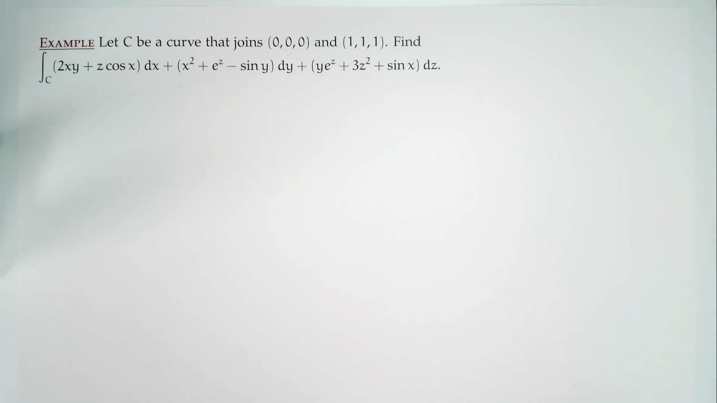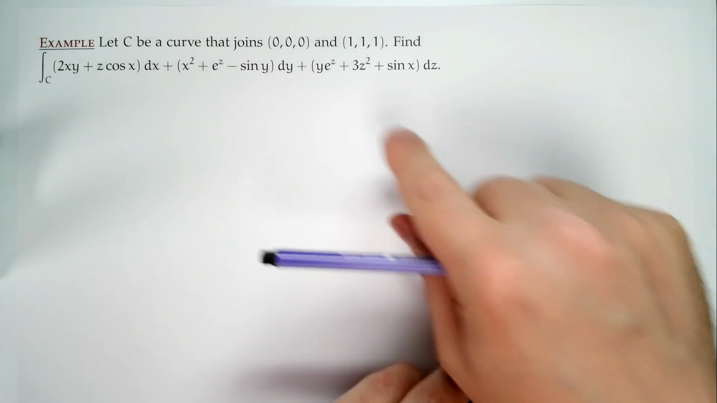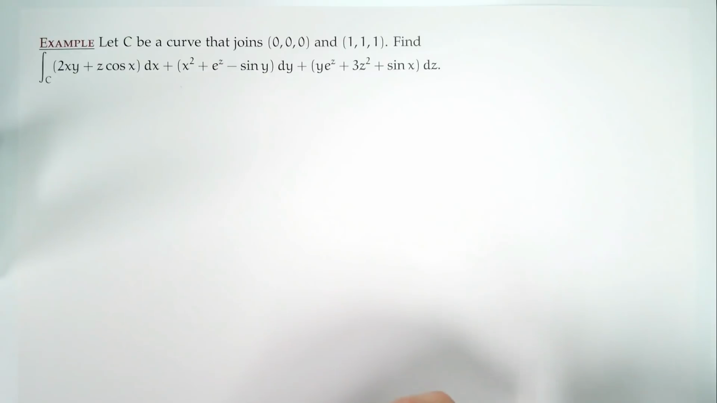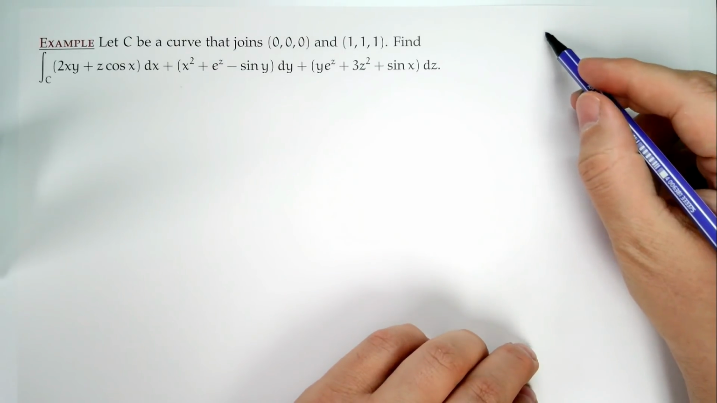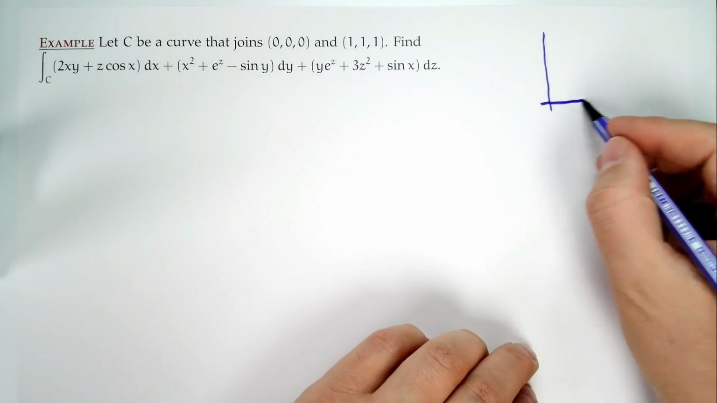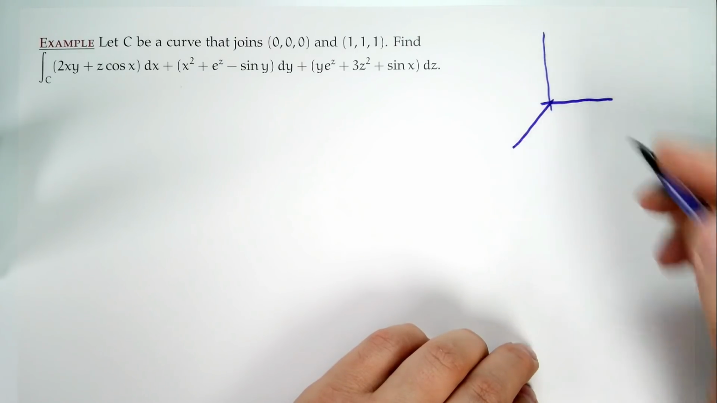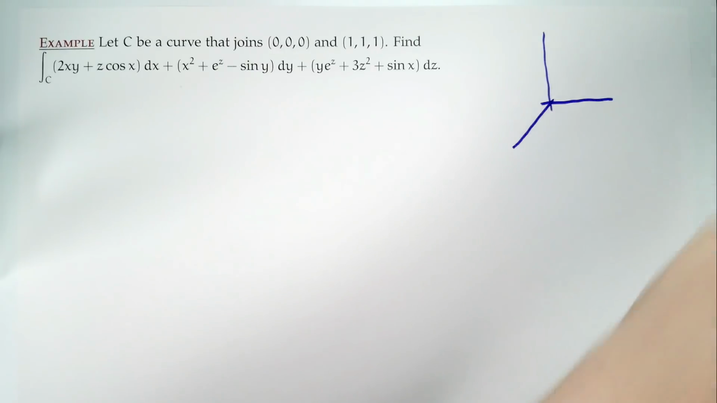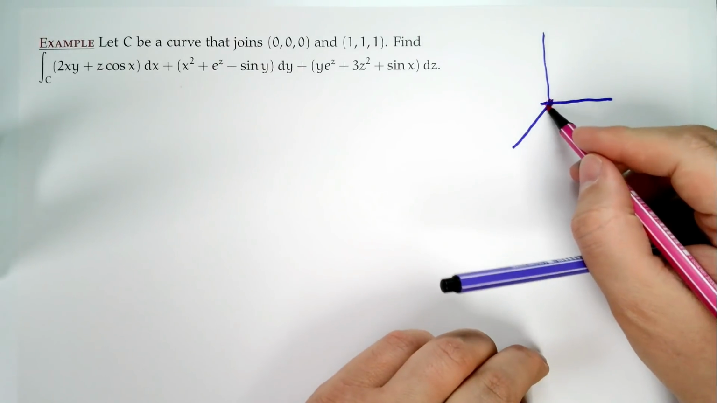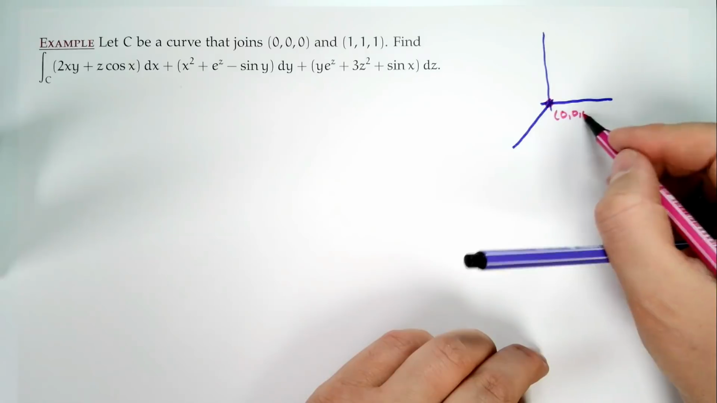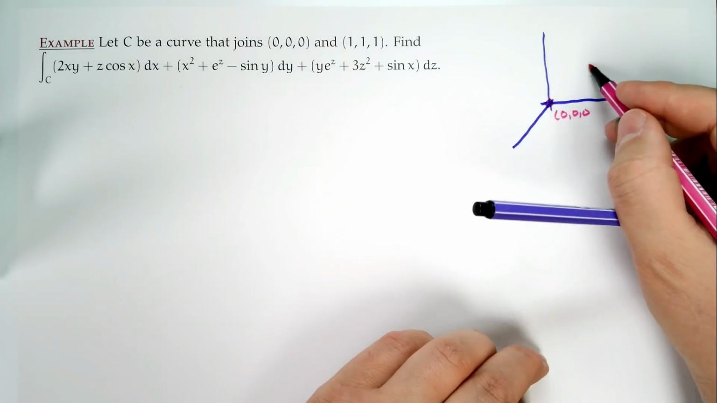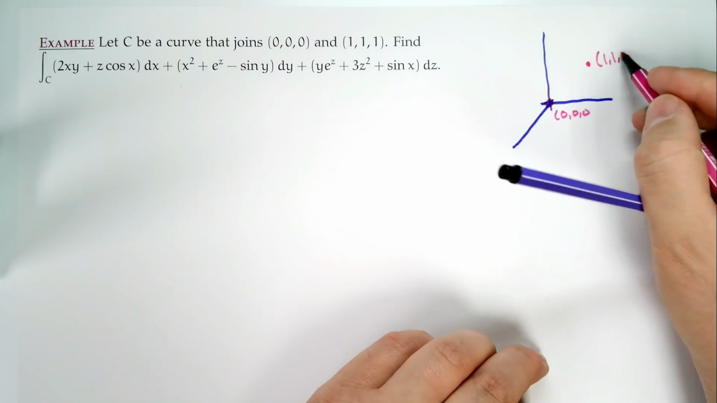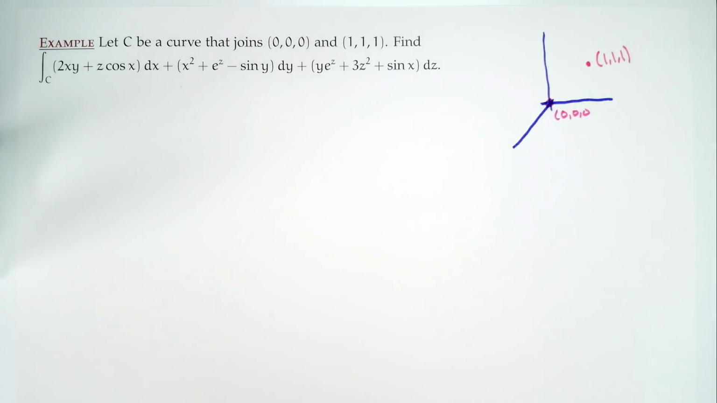So here we go. Let C be a curve that joins 0, 0, 0 and 1, 1, 1. So here we see we're in 3 dimensions. All right, so what's the curve? Well, it's some curve. We don't know. We know where we start, and we know where we're going. So we have the point at the origin, 0, 0, 0, and then we have a point out here. Let's say this is at 1, 1, 1. And we're going from 0, 0, 0 to 1, 1, 1.